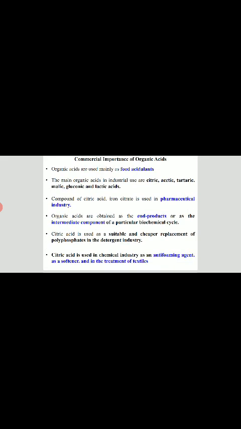A compound of citric acid, iron citrate, is used in the pharmaceutical industry. Organic acids are obtained as the end products or as intermediate components of a particular biochemical cycle. Citric acid is used as a suitable and cheaper replacement for polyphosphates in the detergent industry also. It has the properties of an anti-foaming agent, a softener, and is also used in the treatment of textiles.